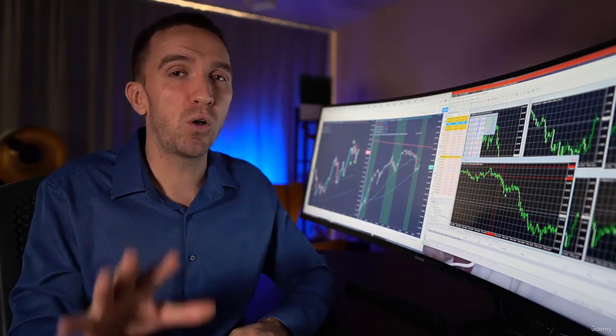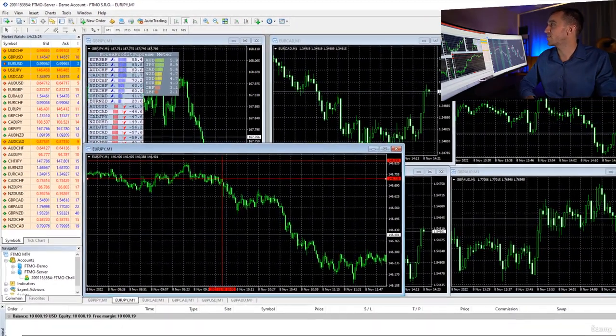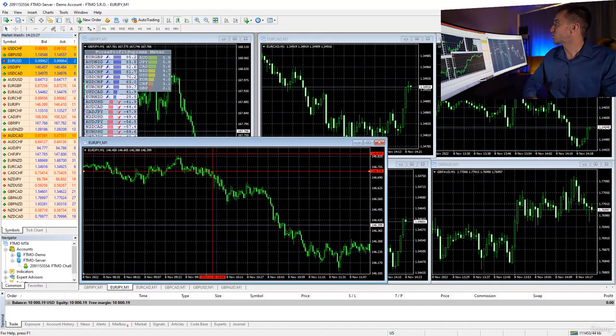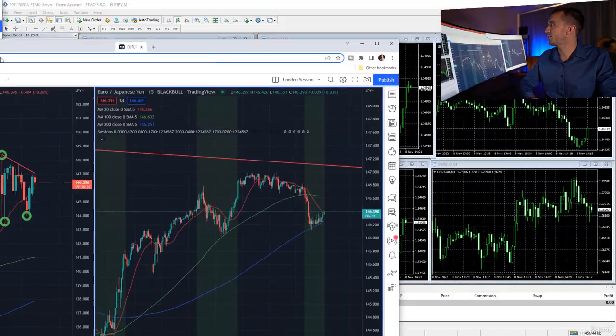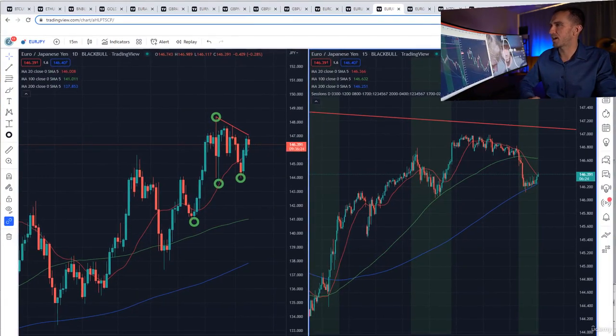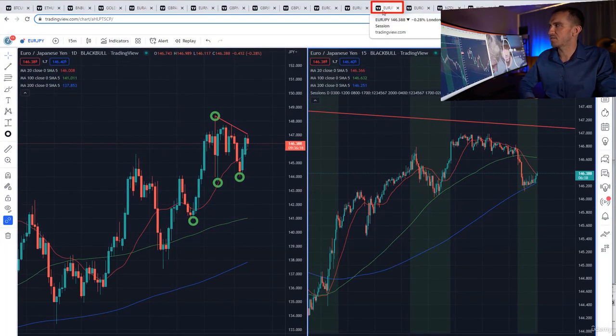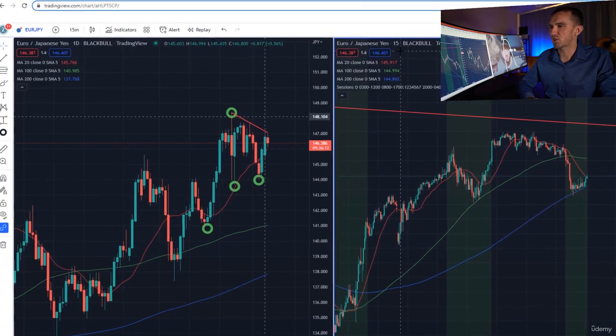However, I am always confirming on the higher time frames, and for that reason I'm using TradingView. So right in here I have one of it. Let me actually bring the whole thing. You will see how many tabs I have. With each currency pair, I'm looking at the daily chart and I am looking at the M15 chart.